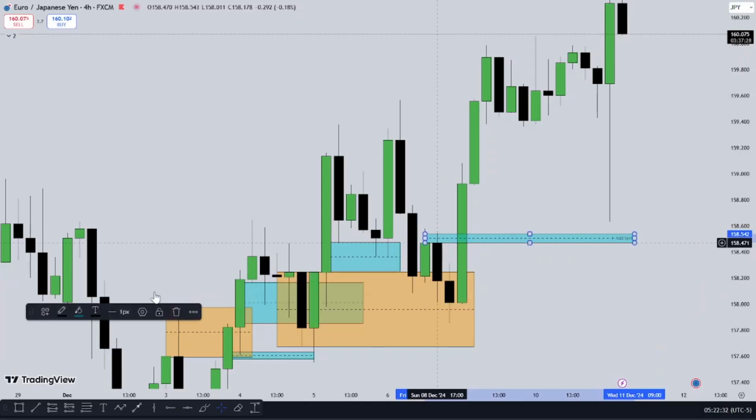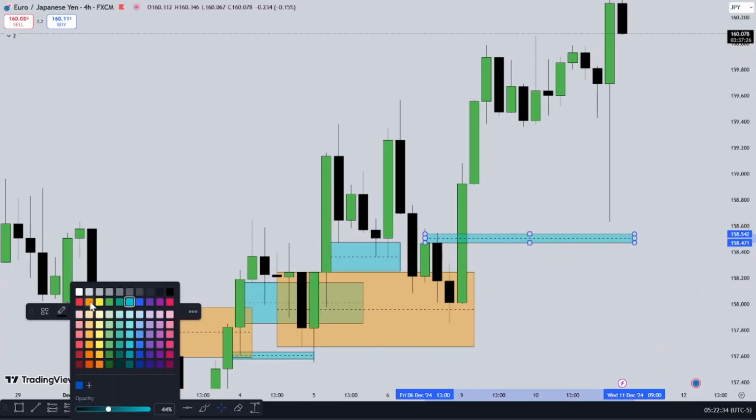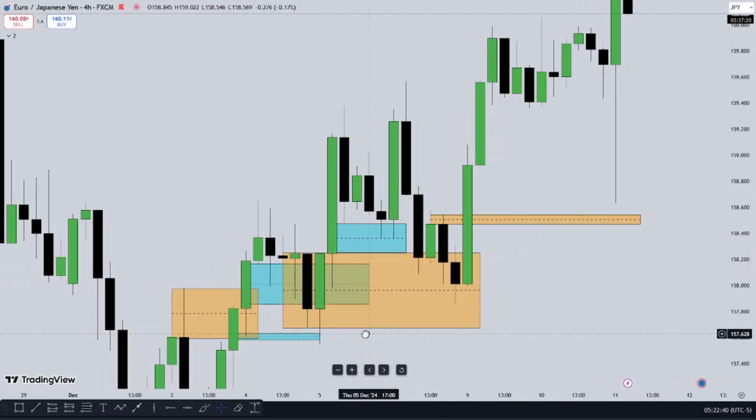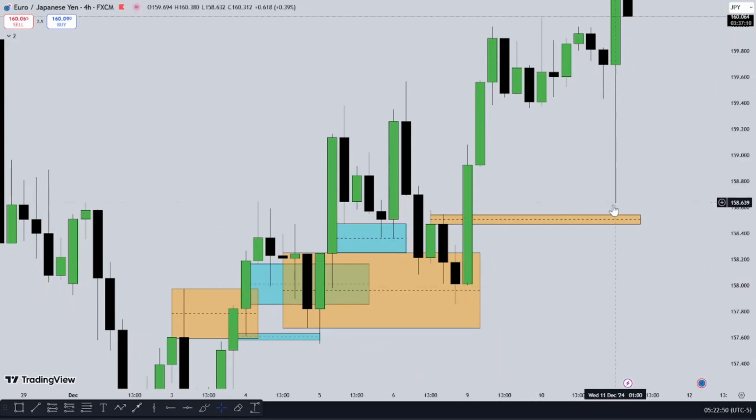Here's the other block. Let's make it orange. Price failed to create a new swing low, running out this swing low here. We're expecting the order block to create an impulsive move. Now, here's the order block. Price used the wick to go below, but price did not actually trade to the order block. Came close, but there's a fair value gap within the range of the order block.